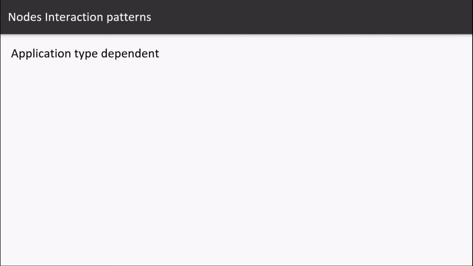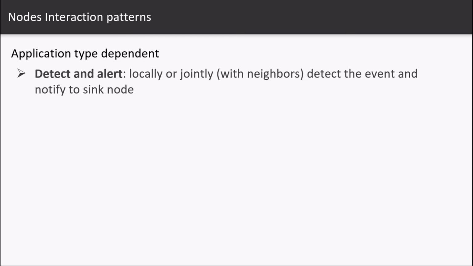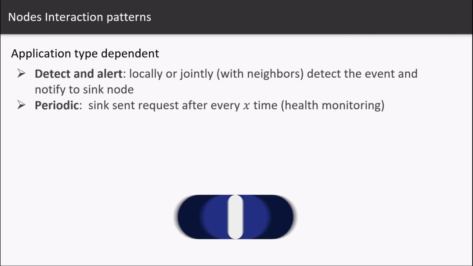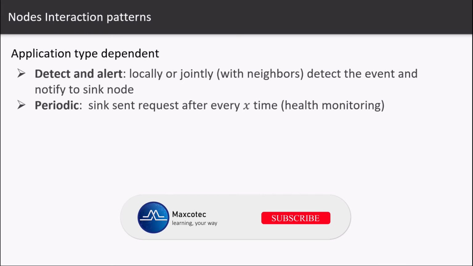The way in which nodes interact with each other over a network may vary depending upon the application and the use case. So we can have multiple node interaction patterns in the network. The first one can be detect and alert, which is event detection based. So nodes locally detect an event, maybe jointly with the nearby neighbors or independently, and report these events to the interested sink nodes. So a sink node can send periodic update requests to get the health checks of all other nodes in a network, or similarly the source nodes can send periodic updates to the sink nodes as well.